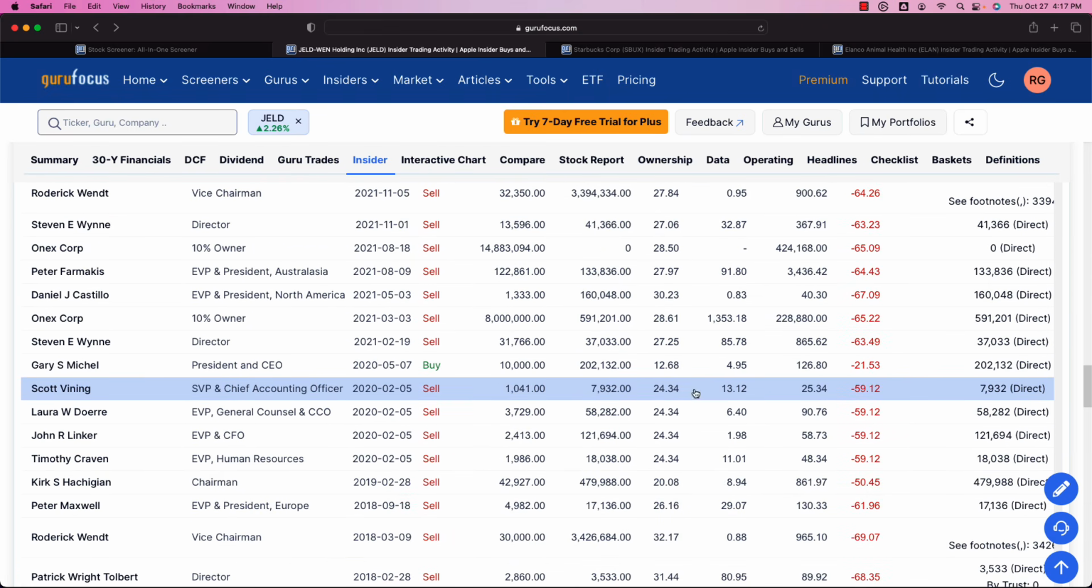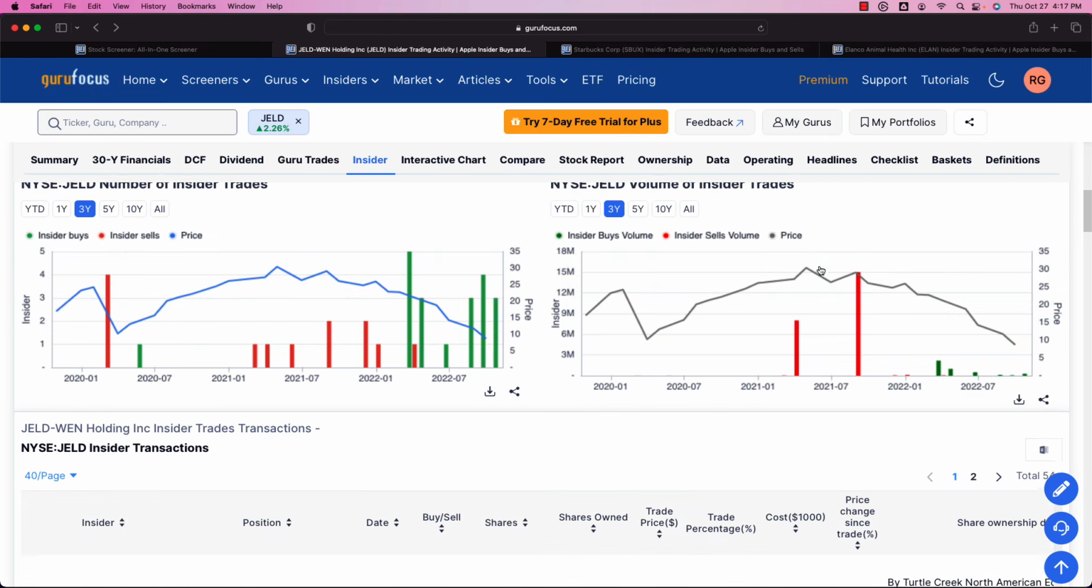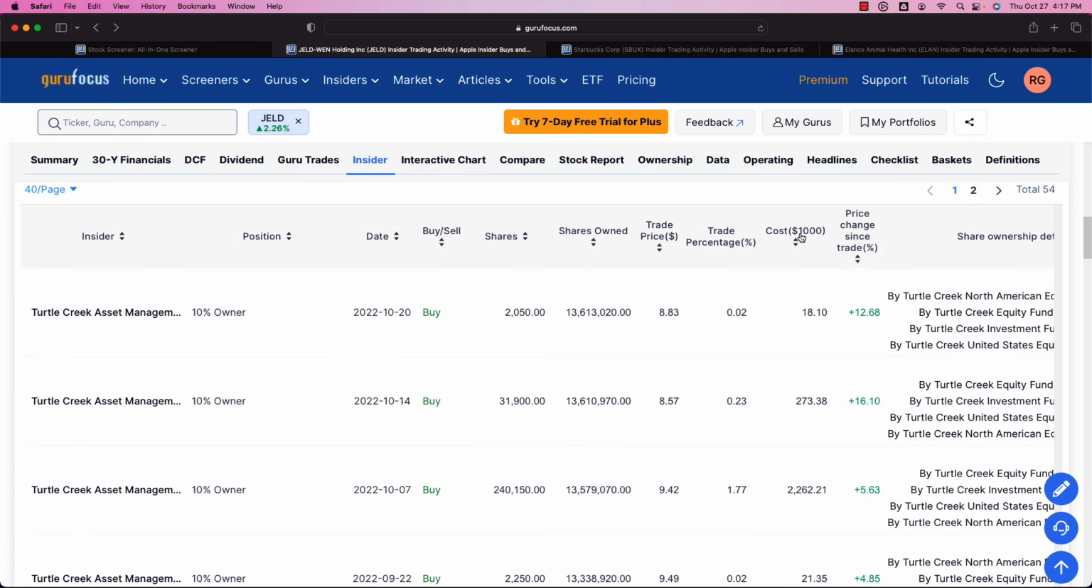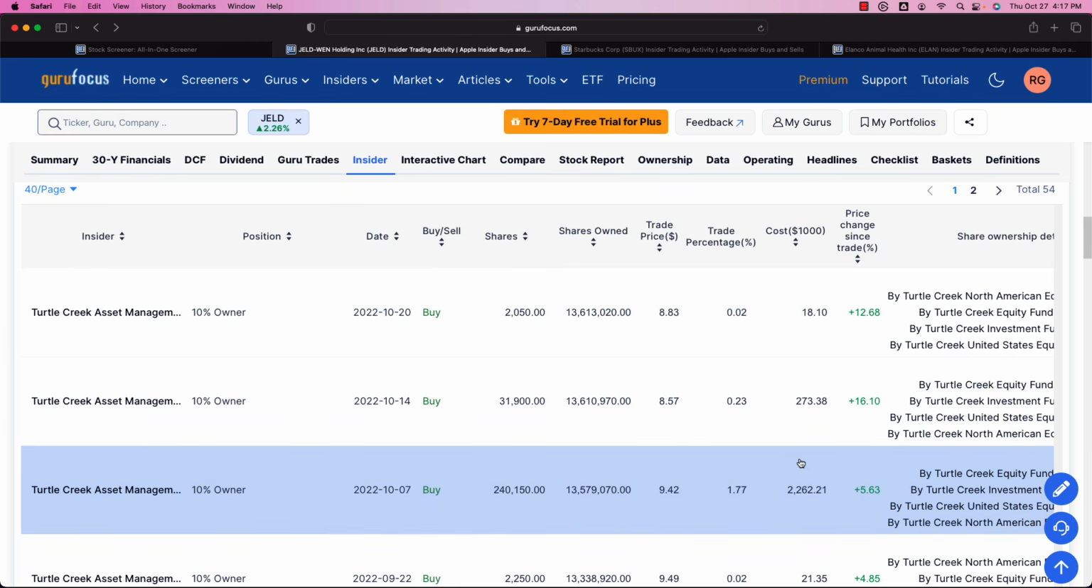Here's some kind of smaller. These are cells. Doesn't really matter. But anyway, this column over here, the third from the right, it says cost. That's the total number of dollars they put in this in thousands. That's 18,000. That's 273,000. That's 2.2 million.